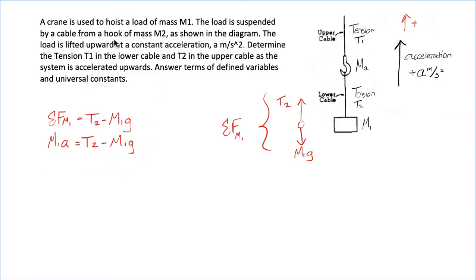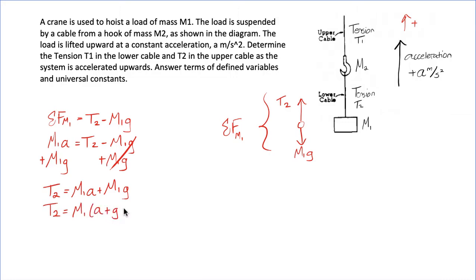All I have to do is isolate T2, which I will do by adding M1G to both sides. The result of this is that the tension T2 is equal to M1A plus M1G. In a nice compact form, I can factor out M1. I have M1 times (A plus G). This is one of our two final answers.